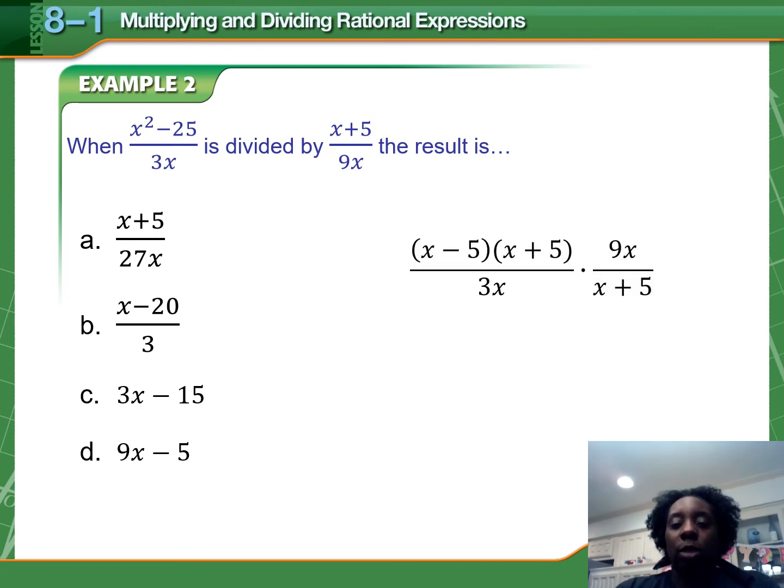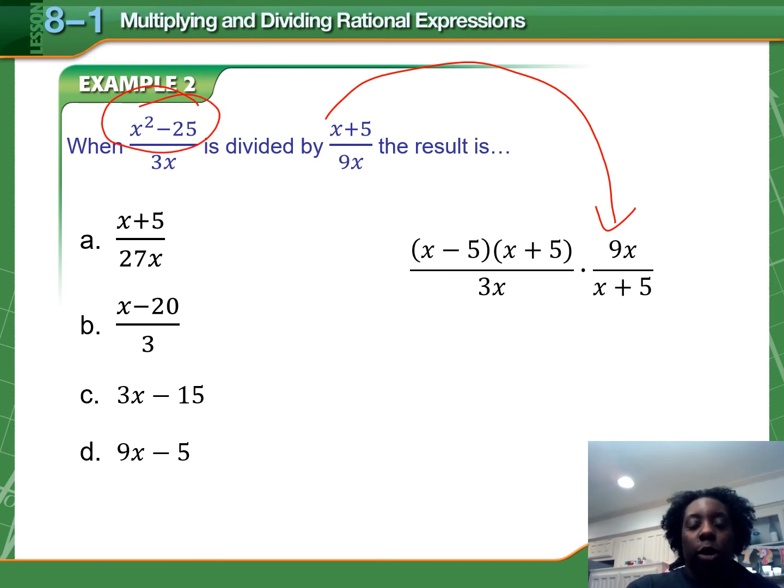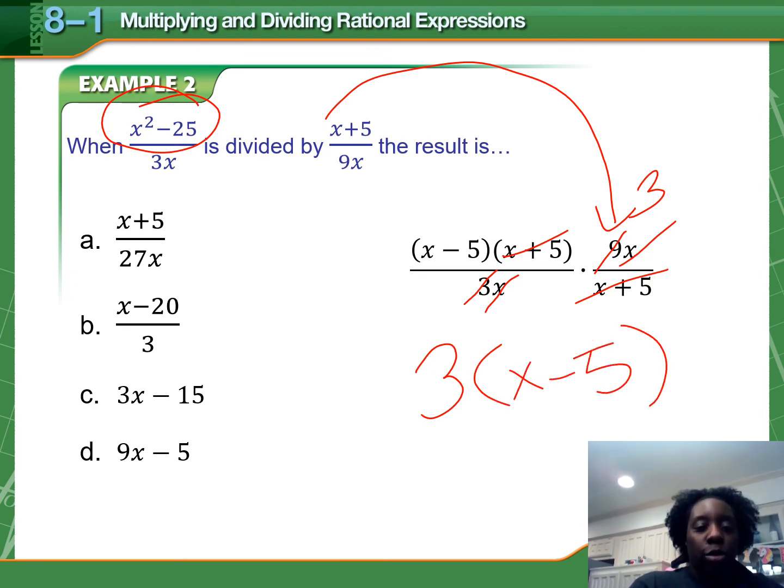So well, let's go ahead and write the way that's supposed to look. When I divide, I flip my second and multiply. So I've already flipped this. So this got changed to that. And then I just went on and factored my difference of squares with my 25. And now I can go, x plus 5 is gone. X is gone. 3 and 9 turns into 3. So what I have is 3 times x minus 5. I don't see that as an answer choice. Oh, yes, I do. And there you go.